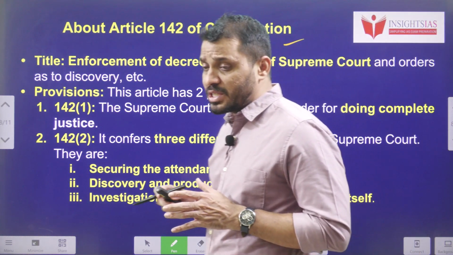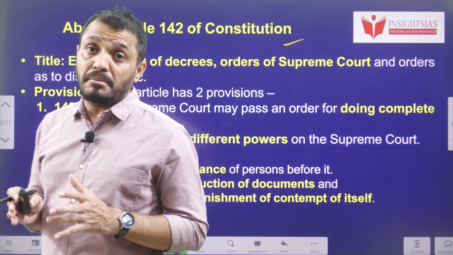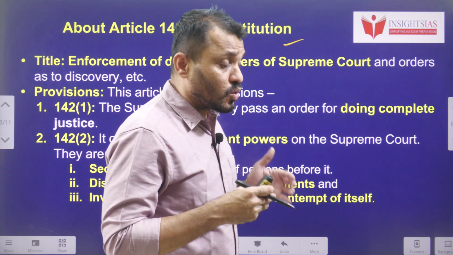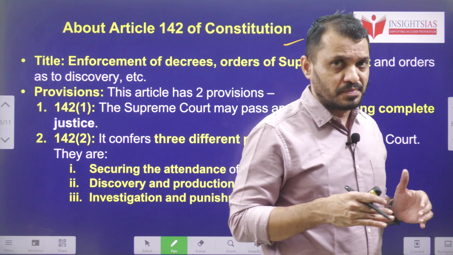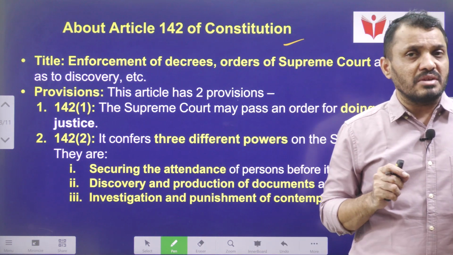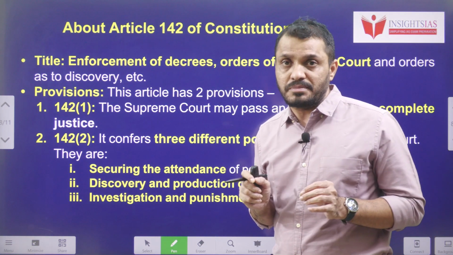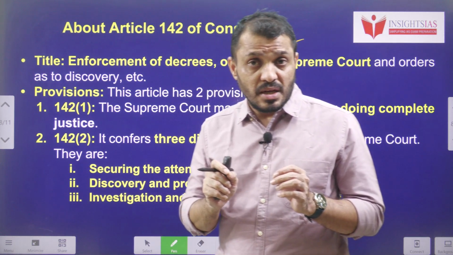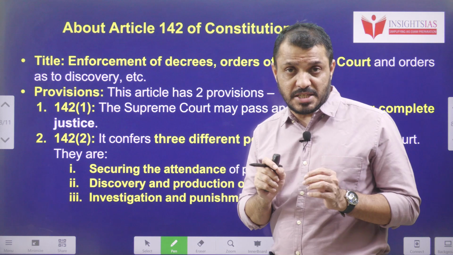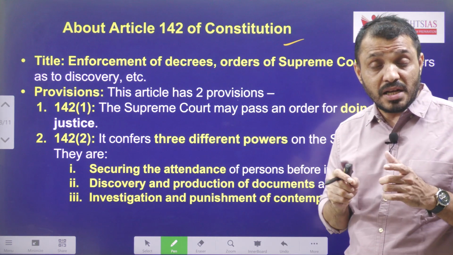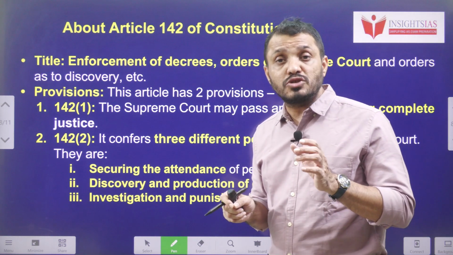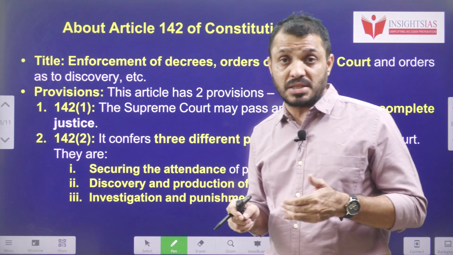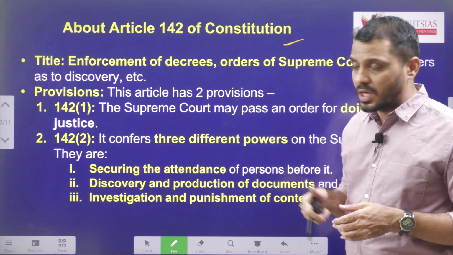Actually, Article 142 is present in the Indian Constitution, and Article 142 consists of two clauses, Article 142 clause 1 and Article 142 clause 2. Here the main objective is to discuss Article 142 clause 1. Article 142 clause 1 is about if a person is unable to get justice by any means, then the Supreme Court can intervene and can provide complete justice to that person by using Article 142 clause 1.